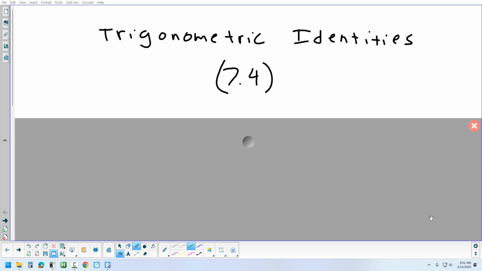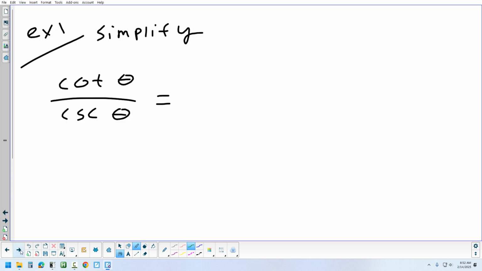The last section we're going to finish up with is 7.4. And 7.4 is on simplifying trig equations, expressions, identities. Basically, if we've got something that has multiple trig functions in it like that, the goal is to try to make it as simple as possible.